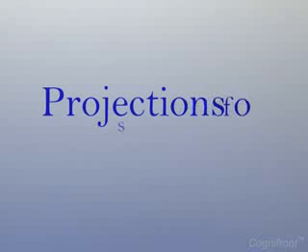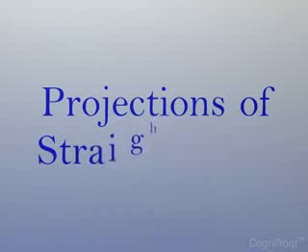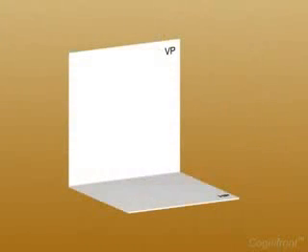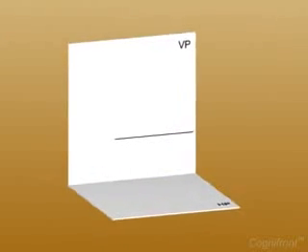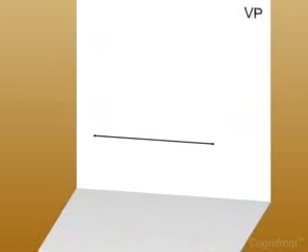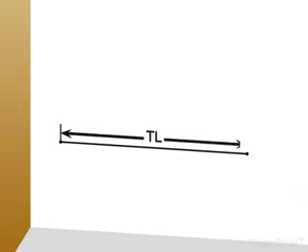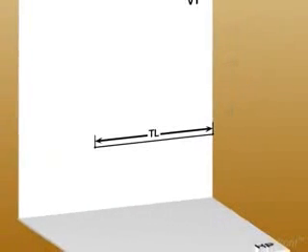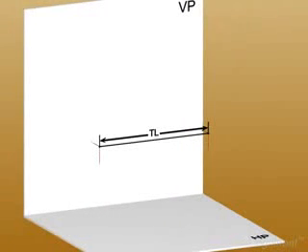Welcome. In this session, we are going to study the projections of a straight line. A straight line is a one-dimensional element connecting two points by the shortest distance. And the length is always a true length, TL. The projection of a line can be obtained by drawing the projections of its endpoints on different planes.